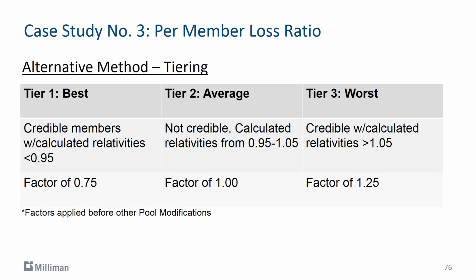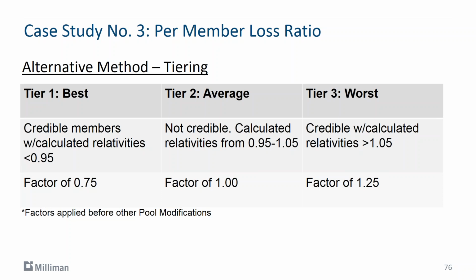Okay, and then we have the average group. These are members that are in the average, either their experience is not credible, so we don't really know if they're good or bad risks, so we automatically put them in this group, or their actuarial mods are between 0.95 and 1.05, right around 1. So these folks we're just going to put in the average bucket, and they're not going to get a debit or credit. They get a factor of 1 applied to their rates. And then you have tier 3, which is your worst members. These are members that have credible data where the actuarial mod is greater than 1.05. And here we would give them a debit of 25%.